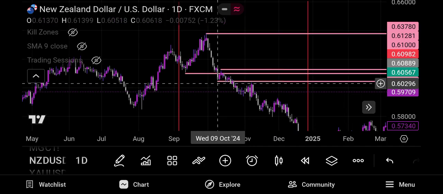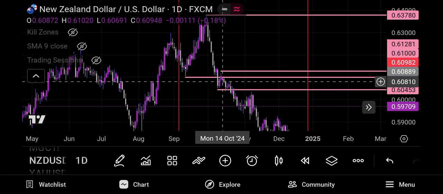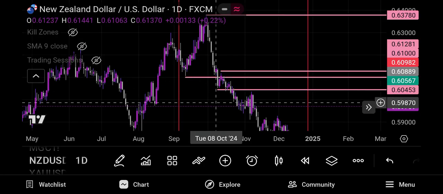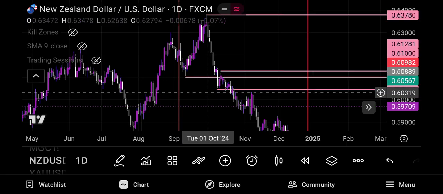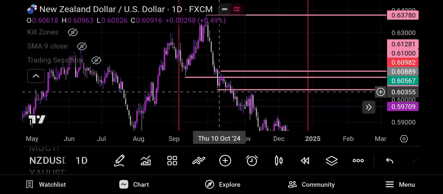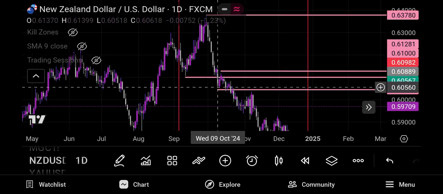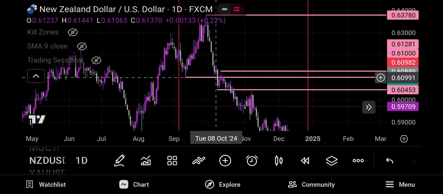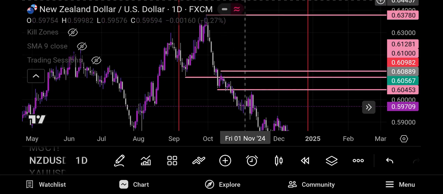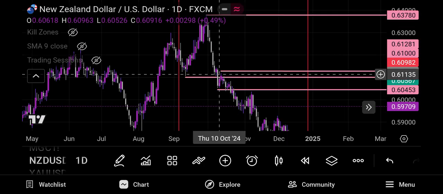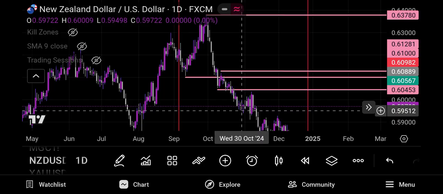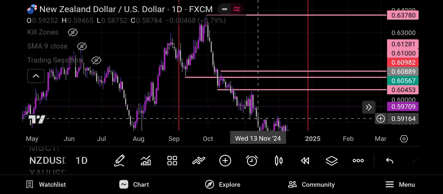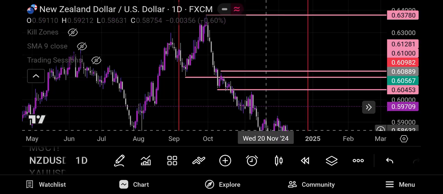Now what are some of the points? This is a higher low because it broke above the previous low. It broke below it, so this is our higher low. And what do we get? A lower high, because it didn't break above here. It just came up. When a lower high comes, what do we get? A lower low. Lower high, lower low, lower high, lower low.